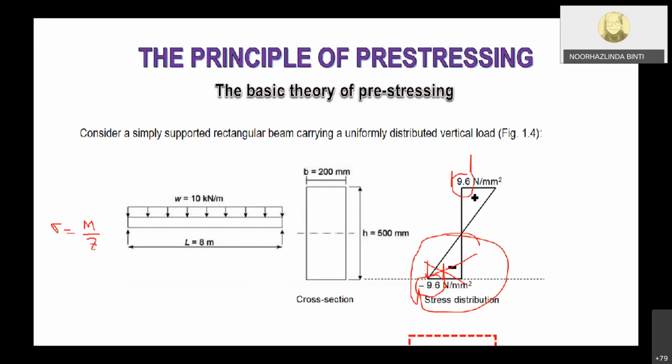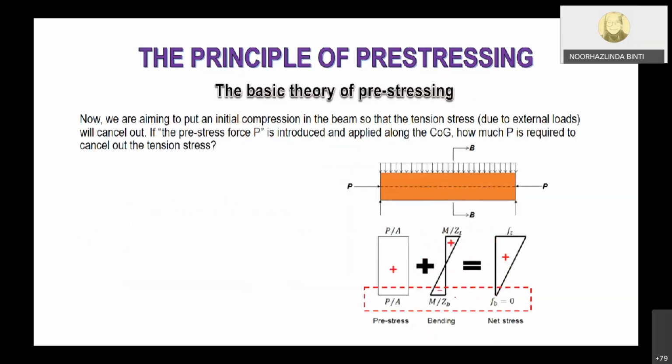So how to do that? Of course, usually in pre-stressing we introduce a certain amount of force here, for example, and you need to calculate this P. What will be the value of this P in order for us to eliminate that 9.6 Newton per square millimeter? So that's how pre-stressing is working. We already know stresses due to bending, represented by this shape.